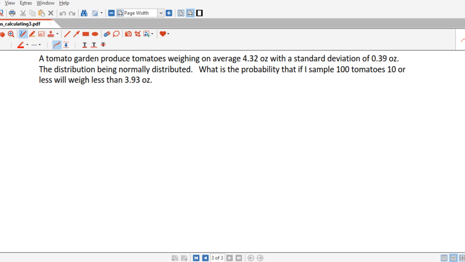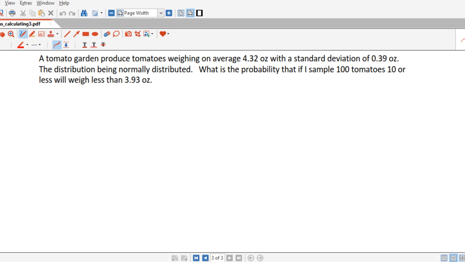All right, we have the situation here, a tomato garden, that produced tomatoes weighing on average 4.32 ounces with a standard deviation of 0.39 ounces, the distribution being normally distributed. Okay, what is the probability that if I sample 100 tomatoes, 10 or less will weigh less than 3.93 ounces?